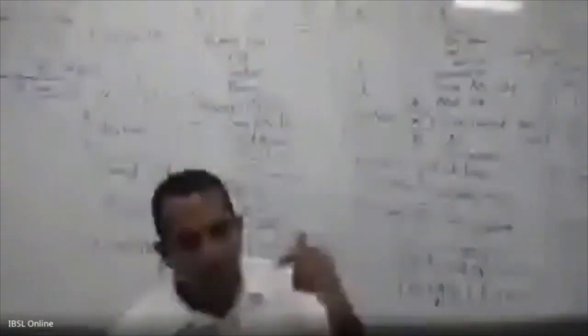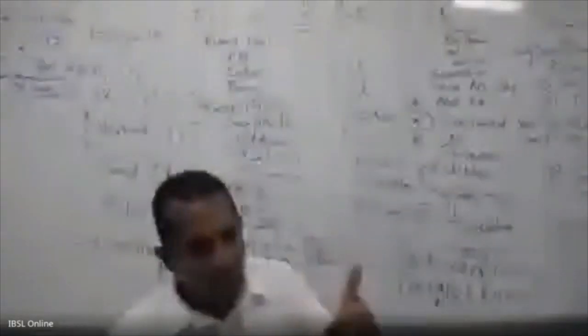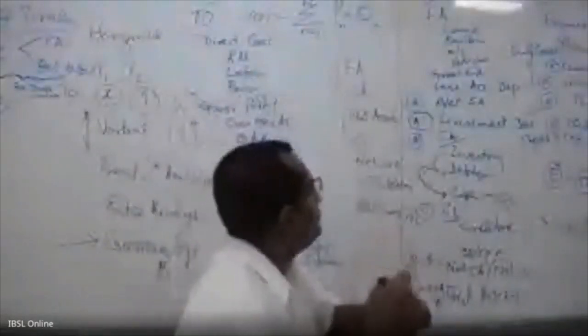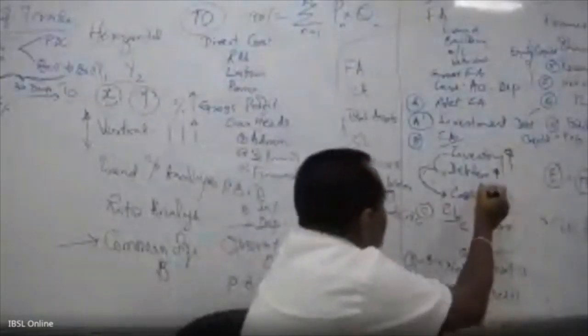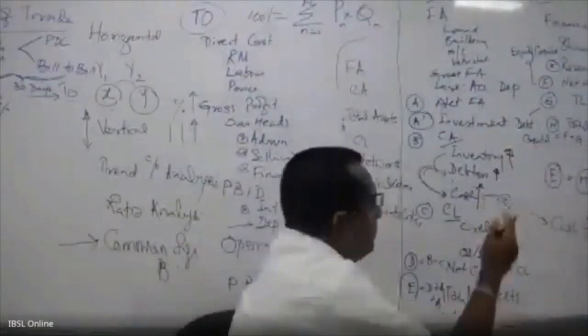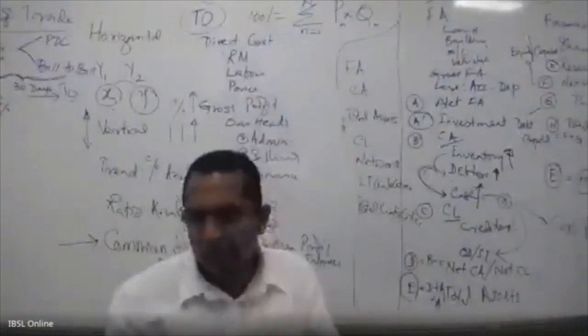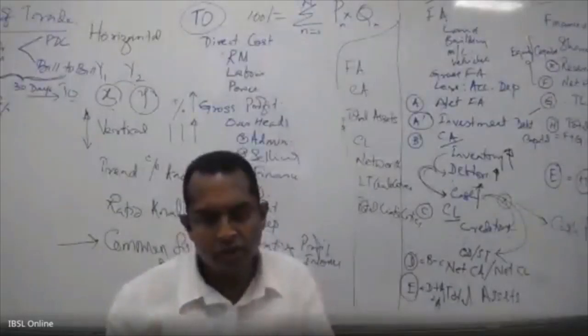Right? Inventory should be converted to sale fast. Credit sales should be collected fast. Then only you have money. An increase in this is not a very good sign. An increase in this is the best sign because liquidity is with the cash.